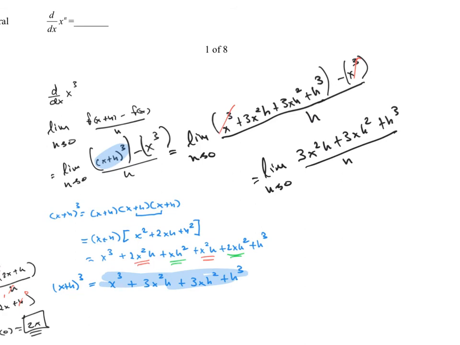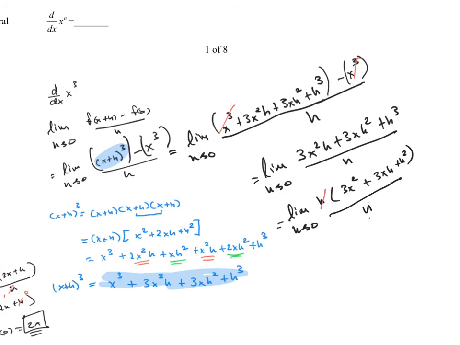So I know I can pull an h out of there. This would be the limit as h approaches 0 of h times. We'll consider this first term, 3x squared times h. If I divide that by h, what's left? The 3x squared would be left. Plus, consider the second term, 3xh squared. If I divide that by h, what's left? It would be plus 3xh. Consider that third term, h cubed. If I divide h cubed by h, that would be plus h squared. And all of this is over h.